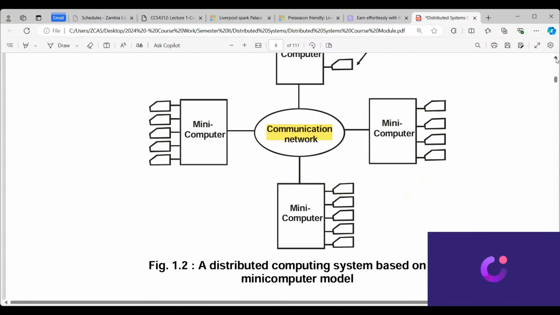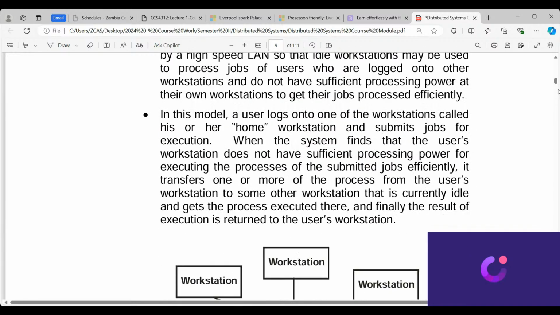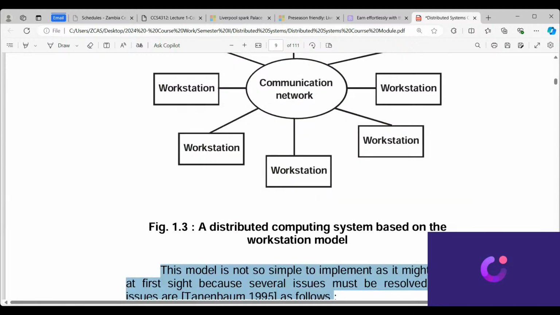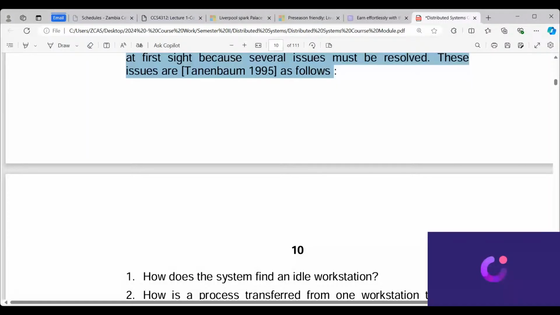So if you compare that to this one, this is the minicomputer model, where again you have the workstation, the communication network, then you have the minicomputers that have terminals. But in the other model, we only have the workstation and then the communication network. So now we are saying this is not so simple to implement. There are several issues that need to be resolved before you adopt this model.